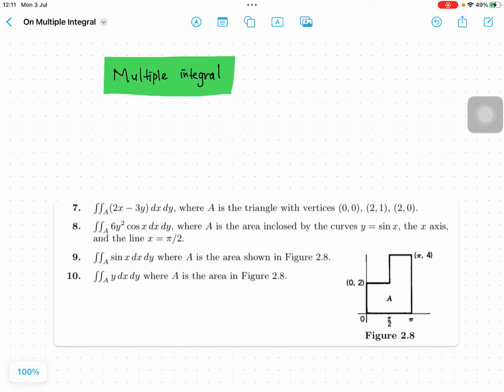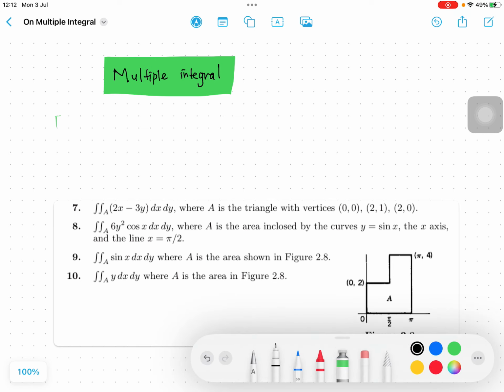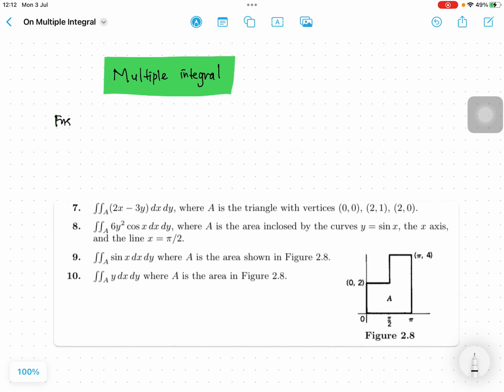Hi class, let us look at the multiple integral. So what is multiple integral? First, look at the common integral.